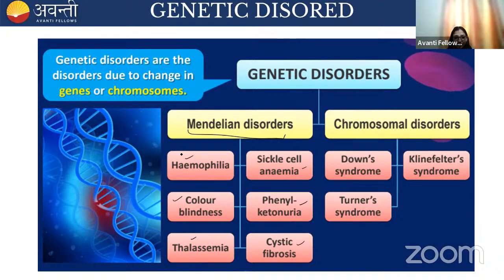Remember this. In case of hemophilia, the person affected lacks the proteins involved in blood clotting. In case of color blindness, the person suffering from color blindness cannot distinguish between the red and the green color.